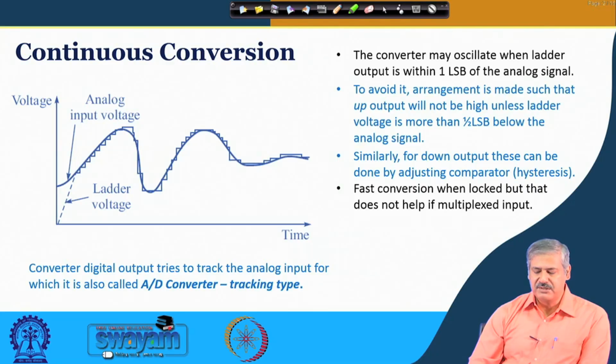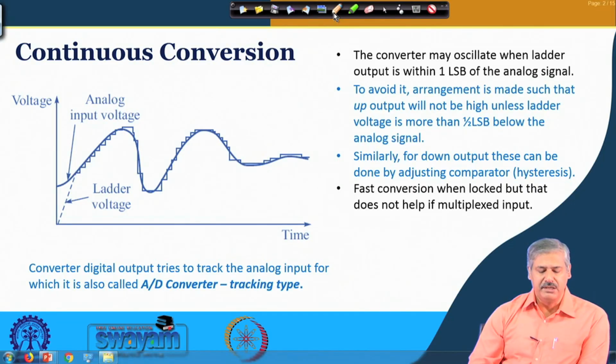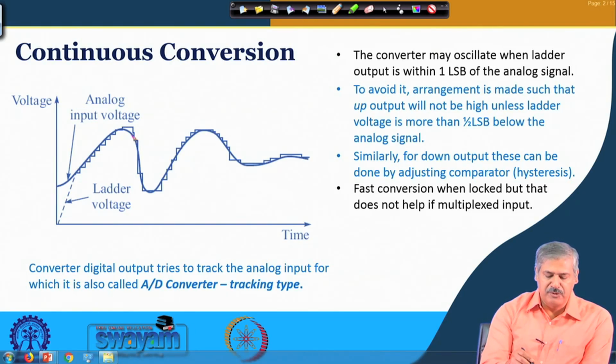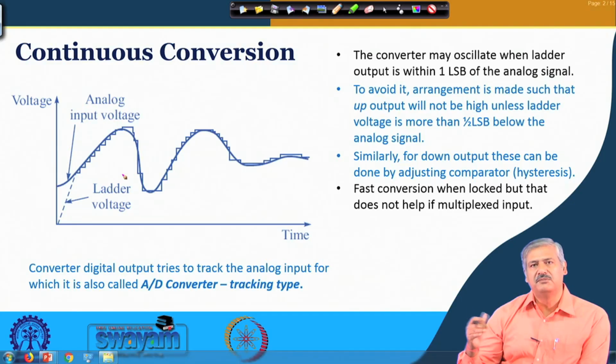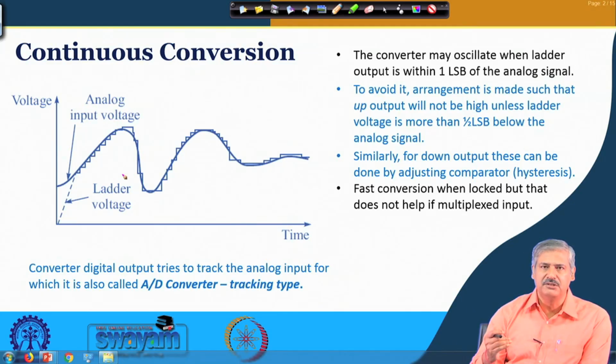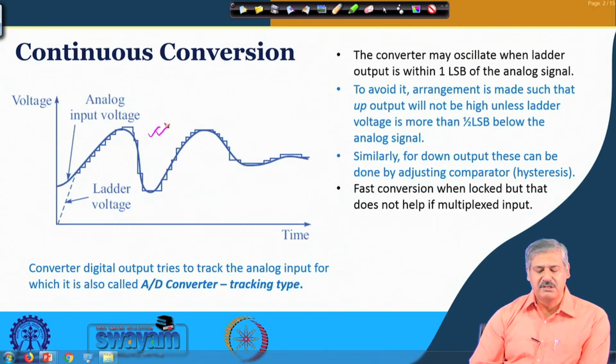So, for continuous conversion, this is what you would see happening for the input voltage and the analog input voltage vis-a-vis the ladder voltage, that is the digital to analog conversion of the counter value that is there. So, how they map each other. So, this is what you would see for a continuous type conversion.